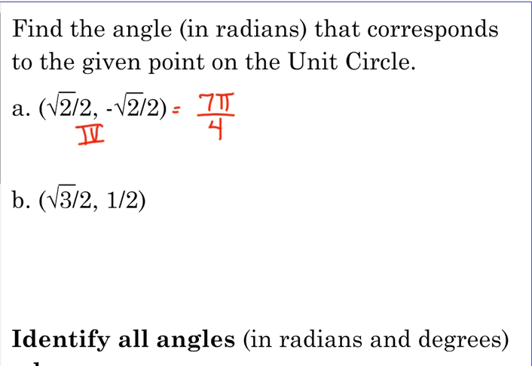Okay, b, square root 3 over 2, 1/2, positive x, positive y means quadrant 1. And which angle is that? Pi over 6. Pi over 6 has square root 3 over 2 for the x coordinate and 1/2 for the y coordinate.